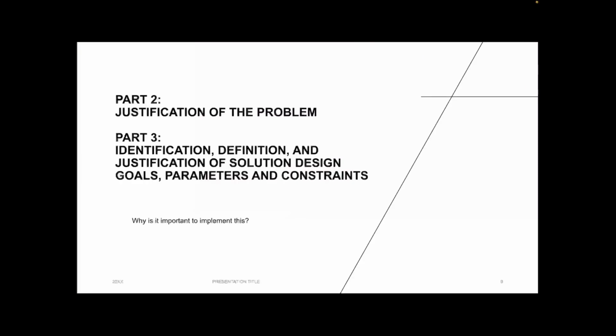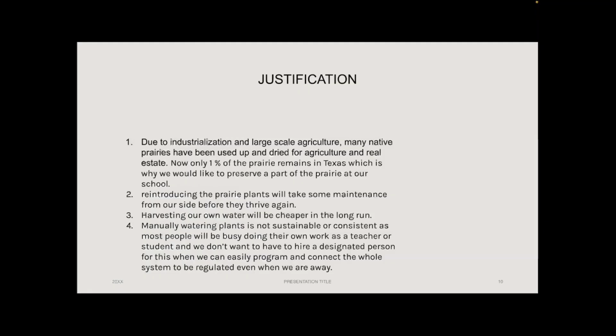So next, part two and part three, I'm gonna provide justification of the problem. So why is it important that we need to do this, and some of the design goals, parameters, and constraints that we have. So due to industrialization and large scale agriculture, a lot of the native to Texas prairies have been used up, and today only 1% remains from before Texas was colonized, and we want to preserve that history and prairie as part of our school.